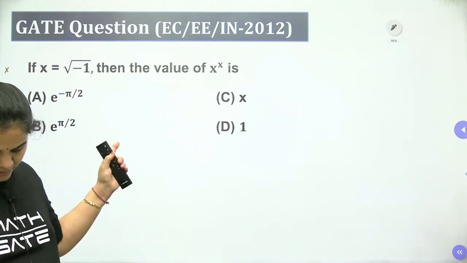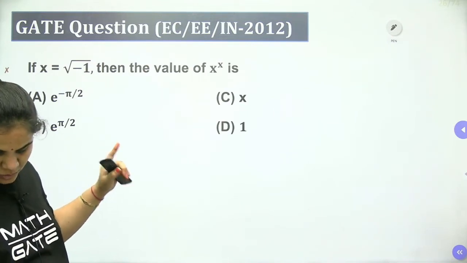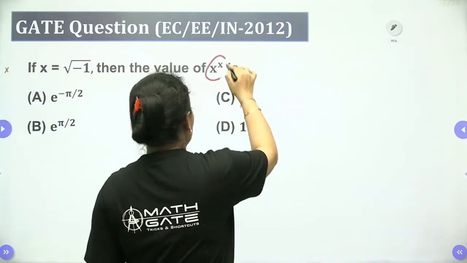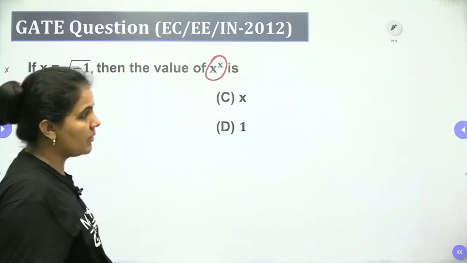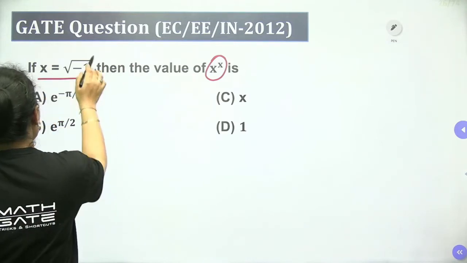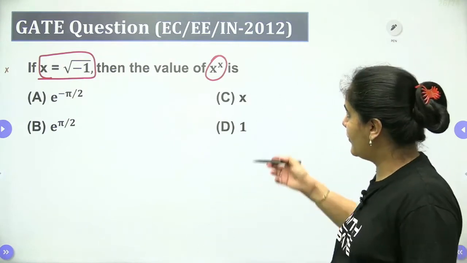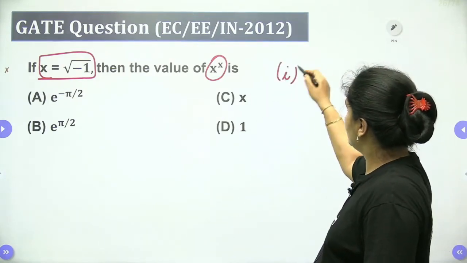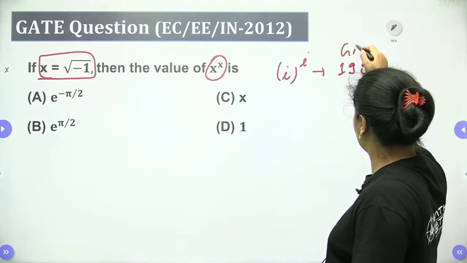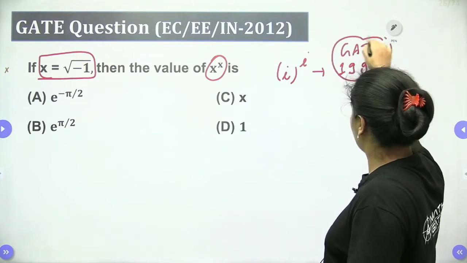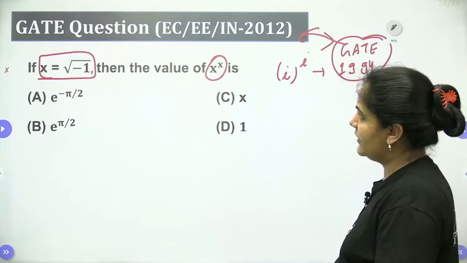Iota power iota we already discussed. Actually this question has been asked two times, meaning this is the same question which we discussed. Let's talk about this one first, then I will tell you. If x is equal to root of minus 1, then the value of x power x. Actually this question can be written in the form of x power x, where x is equal to iota, so iota to the power iota. This question was already asked in the 1994 GATE examination also. So this is the same question which repeated in 94 and 2012, right? So let's approach it first, then I will tell you more questions.